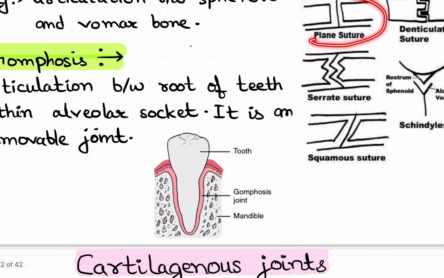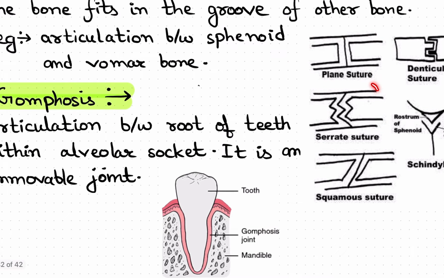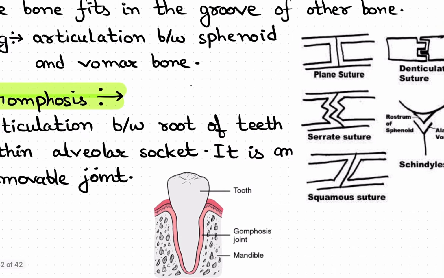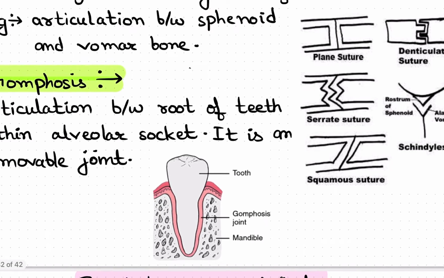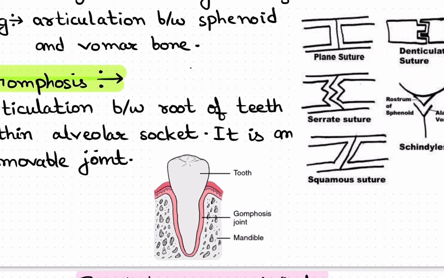You can see this is the structure of a plane suture. This is a serrated one. This is a squamous suture, where one bone overlaps onto the other. And this is also another type of suture, denticulate. Here you can see this type of arrangement.